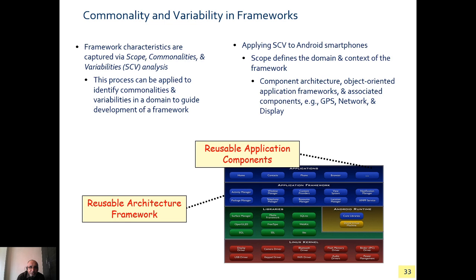So you have got the reusable components in one particular layer, right? SCV, again to remind you, earlier on we knew scope, cost, time, SCT, now it is SCV, scope, commonalities and variabilities for patterns, and you can have reusable architecture framework. Right, you can have home, contacts, phone and browser, and so on.